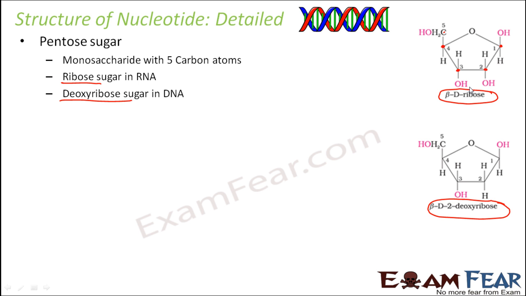Now if you look at the structure of any nucleotide, how will you understand whether it will form RNA or DNA? By looking at the structure of the pentose sugar. If the pentose sugar is ribose, it will form RNA, and if it is deoxyribose, then it will form DNA.